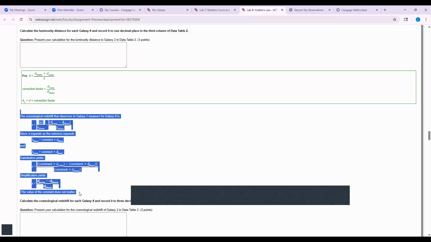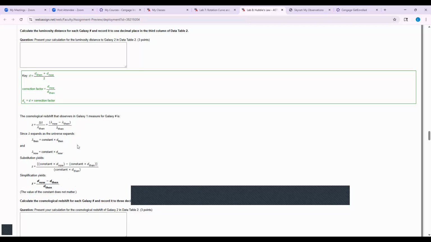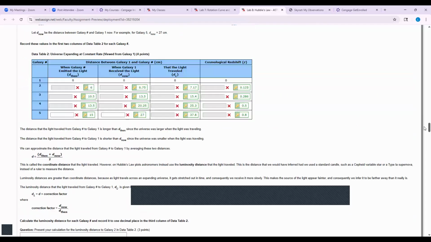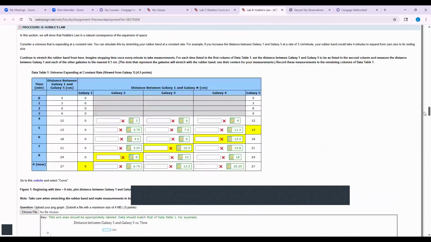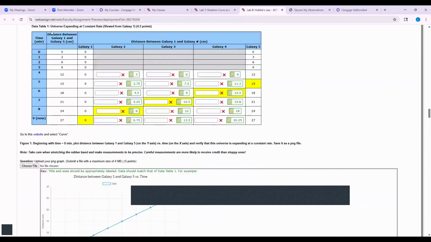This method that is provided here is approximate, but it gives us a very good indication in the hands-on activity with the rubber band of how to calculate the Z values very easily without having sophisticated astronomical tools. What we do here, on this data table 1, is the yellow part, and some of it is identified here.